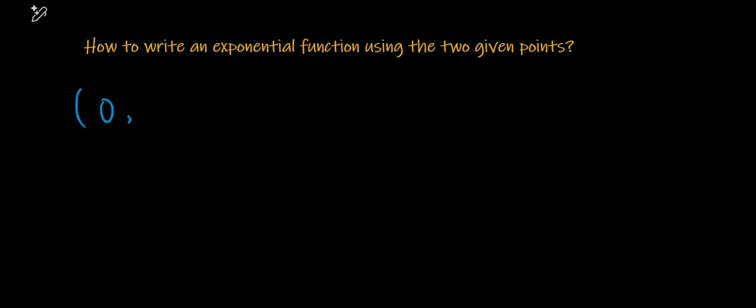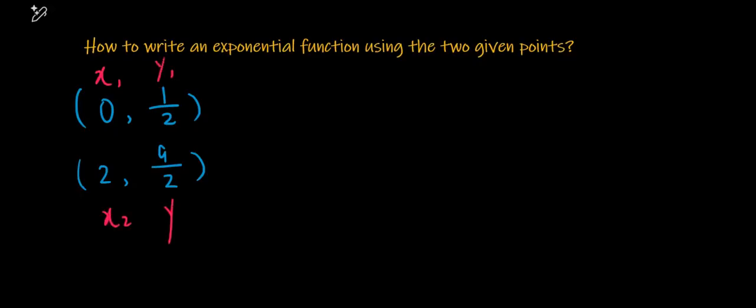All right, the first practice is we have 2 points. It is given (0, 1/2) and another one is (2, 9/2). We do know these 2 points, they are our (x1, y1) and (x2, y2), and we want to write an exponential function. Let's put down the exponential function form: y = a times b raised to x. Now, all we need to do is find out what is a and what is b.